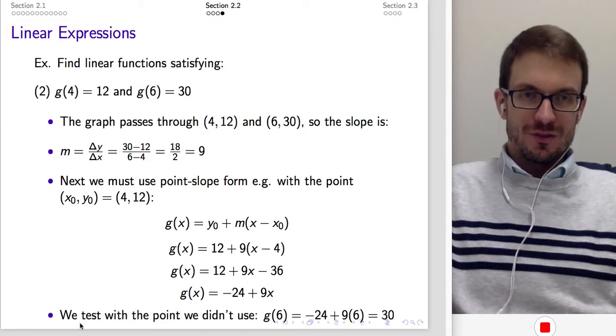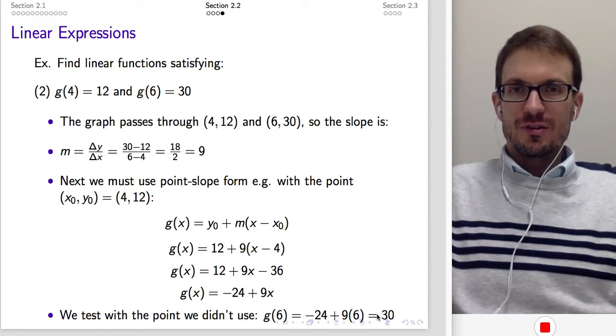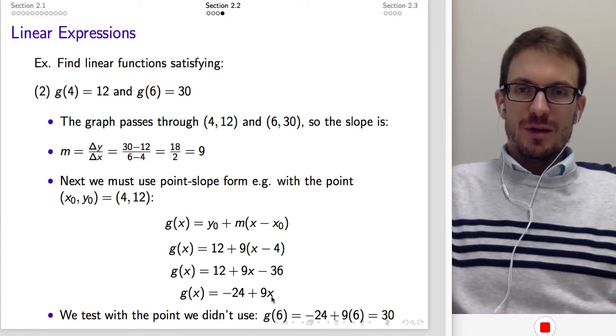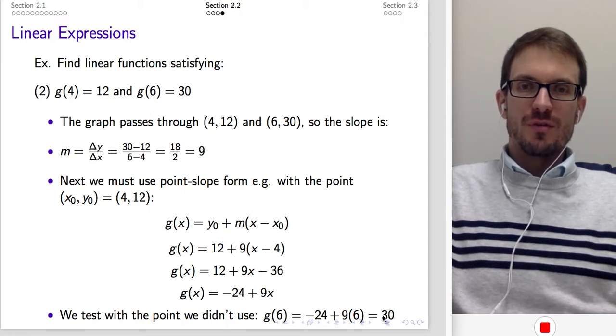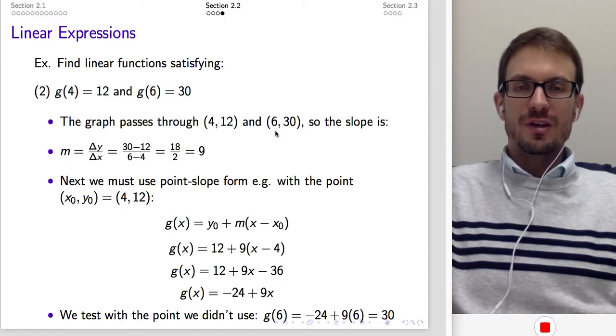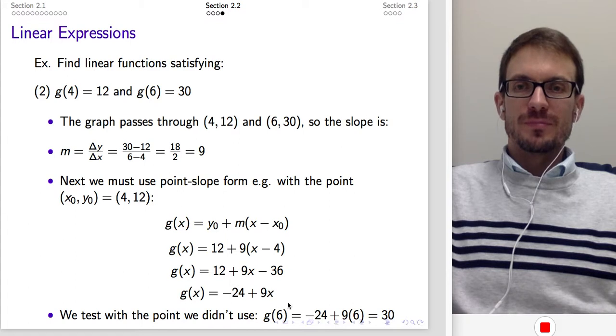And then what am I doing down here? Well, let's test using the other point. So let's use this point 6, 30 to make sure it's on this line. This will help me know if I've made a mistake. So I'm going to evaluate g of x, which I found right here, by plugging in 6 for x. When I do this, I get minus 24 plus 54, and that's positive 30, which indeed is the y that's associated with this x. So I've confirmed that this point lies on this line. So that's good.